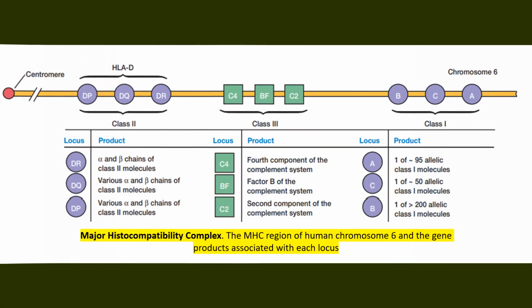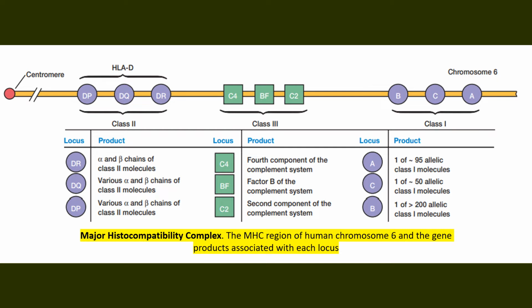Let's look at the diagram of MHC regions of human chromosome 6 and the gene product associated with each locus. Starting from class 1, locus A, about 95% of allelic class 1 molecules. Locus C, one of the 50 allelic class 1 molecules, and B, one of greater than 200 allelic class 1 molecules. Class 2 molecule loci are DR, DQ, and DP.